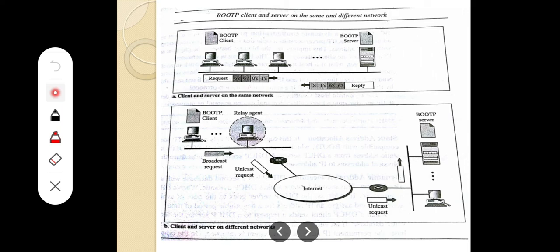Okay. So the Bootp server can know who gave this request. The Bootp server knows that this unicast request came from which relay agent, because this unicast request also contains the address of the relay agent. Okay, the relay agent address is also inside this unicast request. So the Bootp server will understand which relay agent this came from.